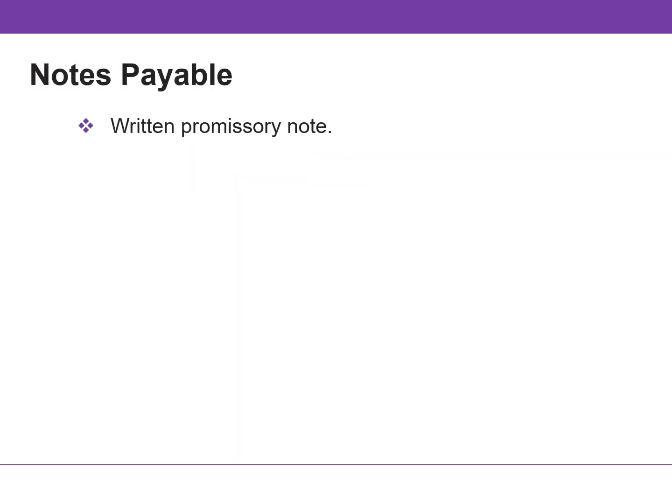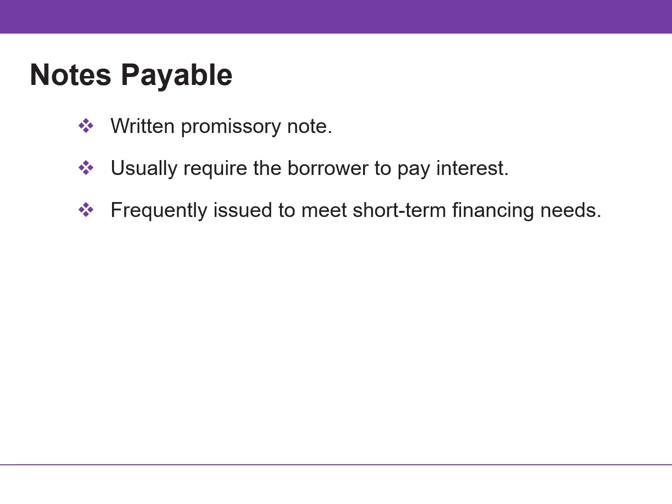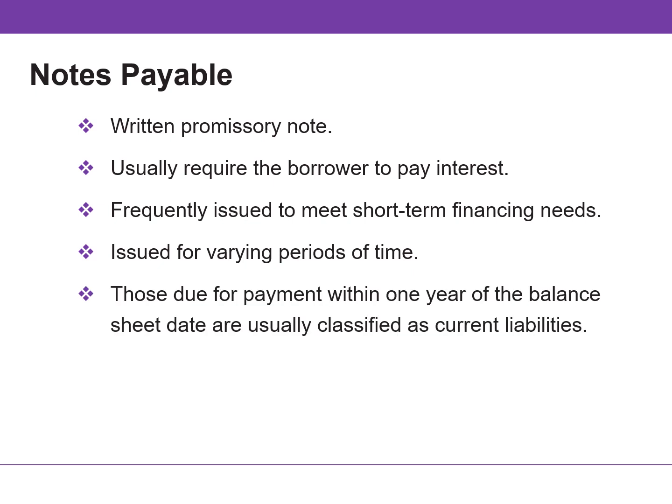In this video, we will discuss how to account for notes payable. Companies record obligations in the form of written notes as notes payable. Notes usually require the borrower to pay interest. Companies frequently issue notes payable to meet short-term financing needs, but notes are issued for varying periods of time. Those due for payment within 1 year of the balance sheet are classified as current liabilities.